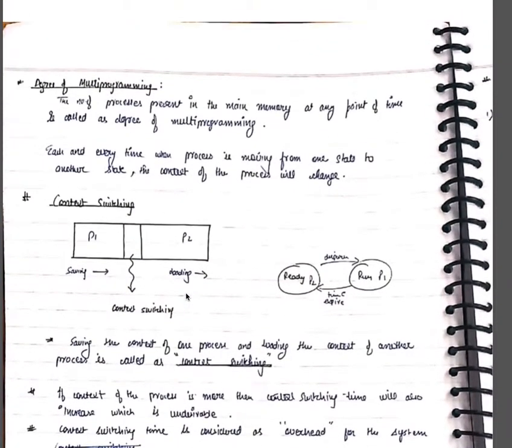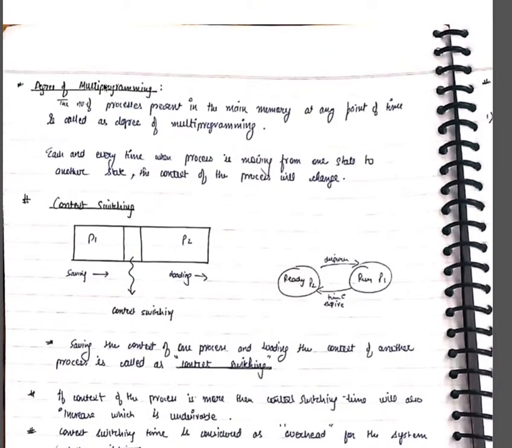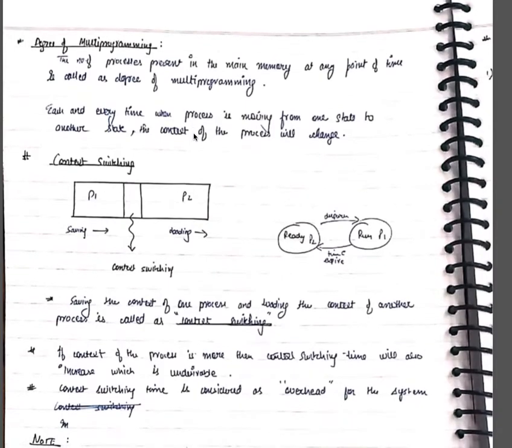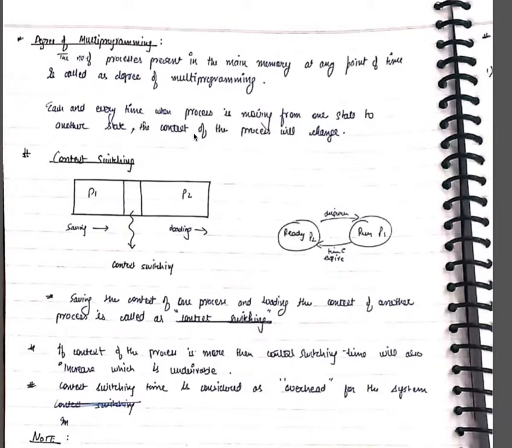But before that, let's see degree of multiprogramming. What do you mean by degree of multiprogramming? Whenever I say degree of multiprogramming, I mean the number of processes present in the main memory at that point of time. If I say 10 is the degree of multiprogramming, it means 10 processes are lying in the main memory. That should come to your mind when I say 10 is the degree of multiprogramming. Or if I ask you what is the degree of multiprogramming, you'll tell me the number of processes at that point of time in the main memory.